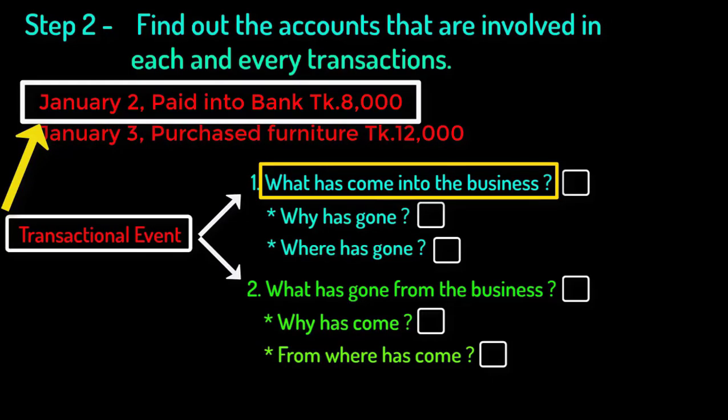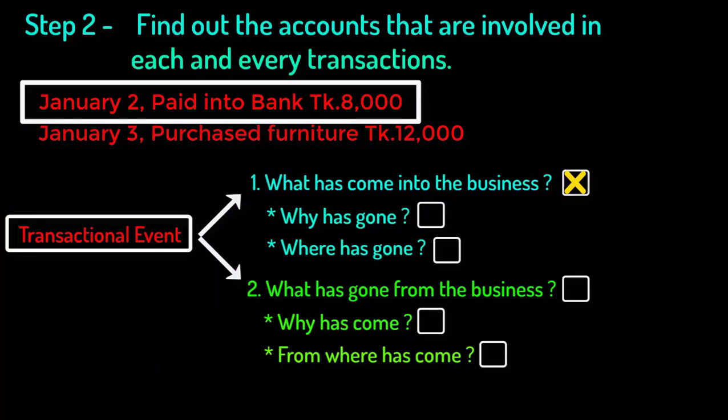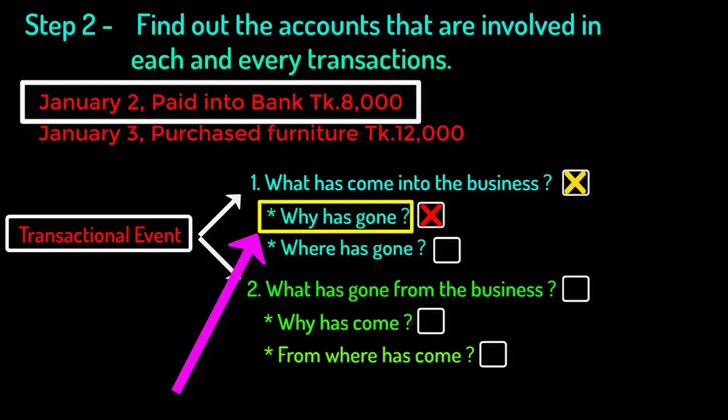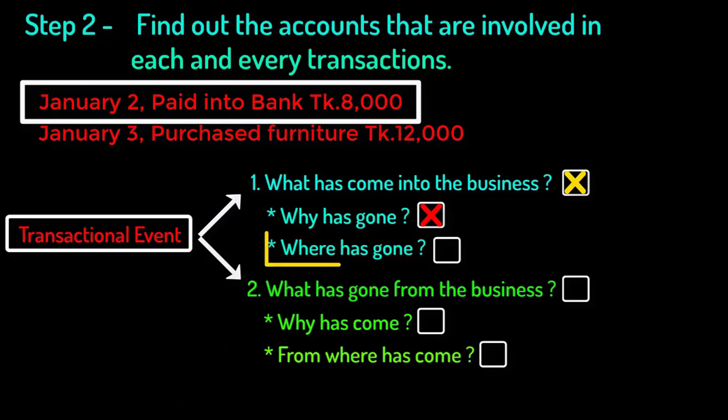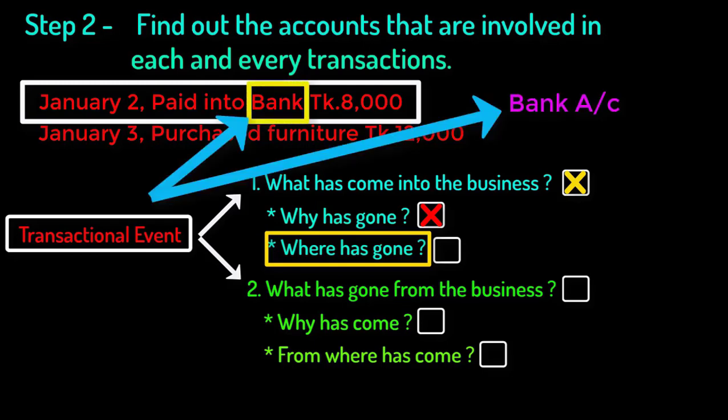Okay? So, as you do not have the answer to this question, you have to ask yourself this question now. Why has gone? Do you have any idea why the money has gone from the business? No. Am I right? As you don't have the answer to this question also, you have to ask yourself this third question now. Where has gone? The answer is at bank, isn't it? This bank account is the account that is involved in this transaction.